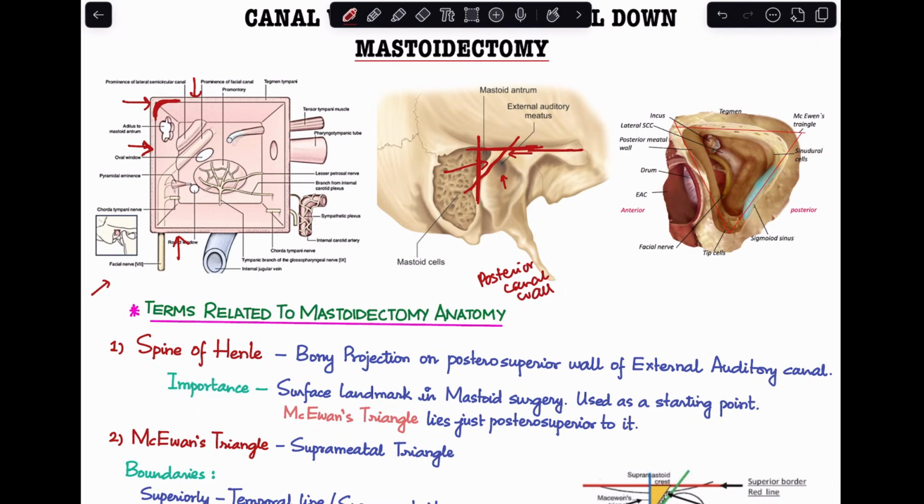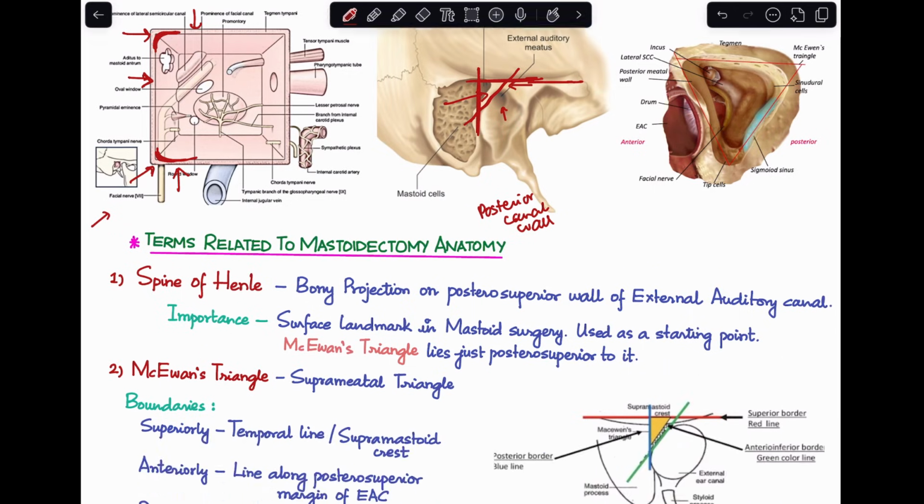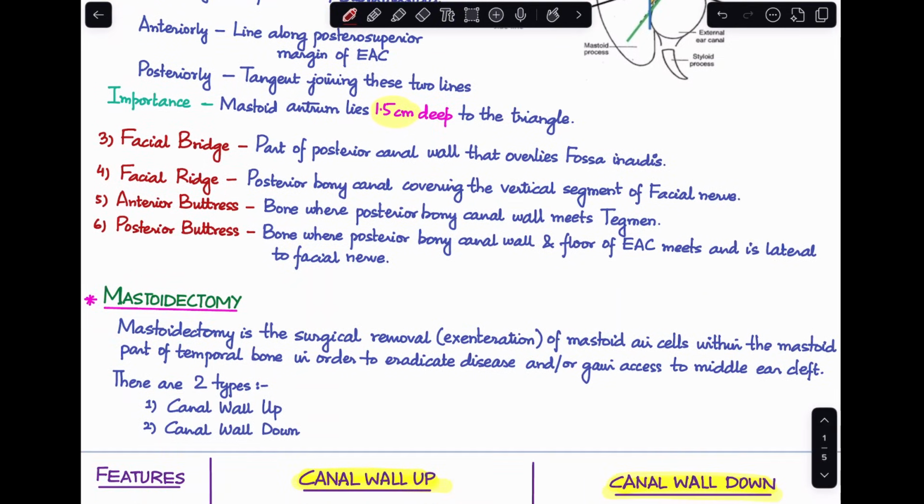And the posterior canal wall, which will be somewhere here, although this is the middle ear, I'm not able to show you an image over here. The posterior bony canal wall, which joins with the floor of the ESC, that's known as the posterior buttress. So these are all the structures anatomically that you should know so as to perform the steps of mastoidectomy. So that brings us to the question, what is mastoidectomy?